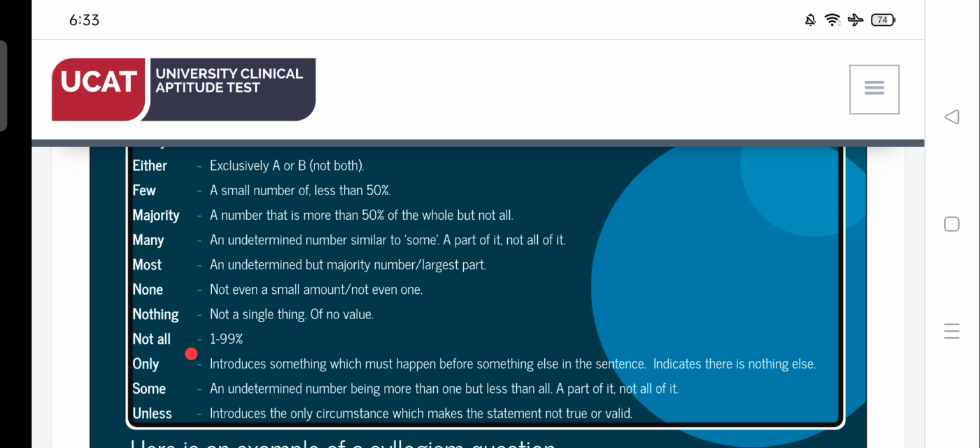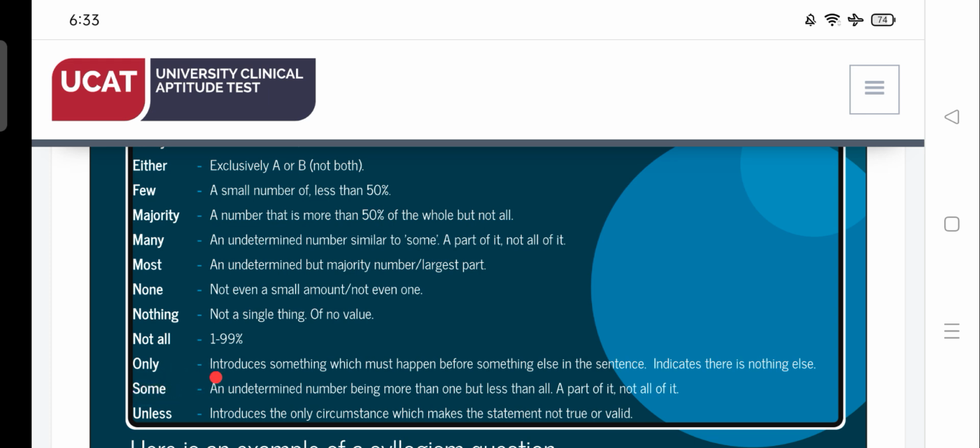Not all, 1 to 99%. Okay, now in that word we have a chance of 1% because it is like 1 to 99%, but not 100%, only up to 99%. So it means we have a 1% chance in that word if we use it with anything. So it's 1 to 99%.